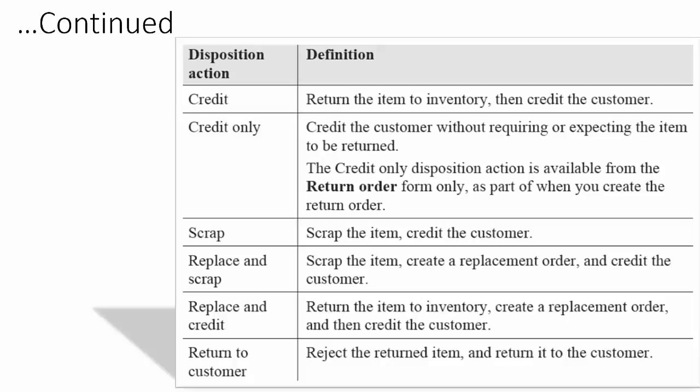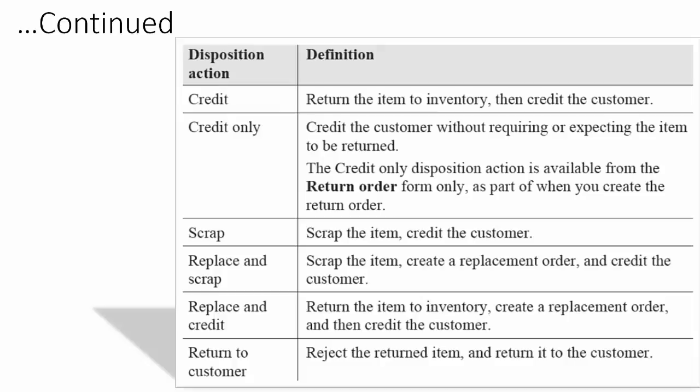Goods may require repairing before putting it back to the inventory. Sometimes transportation cost of the goods is higher than the cost of the goods itself, and in such cases we may ask customer to keep the goods with themselves and return or credit the money back. Use disposition action credit only in this case. Sometimes defective products cannot be repaired and it has to be scrapped. Use the disposition action scrap, and that will scrap the products being returned.